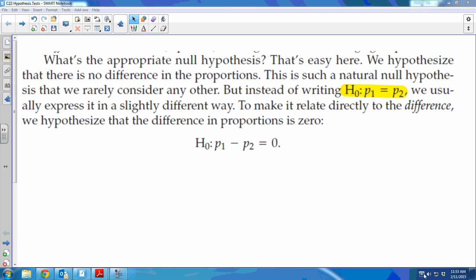Then we have to have an alternative. So the alternative is the exact same thing as we had before. We already have greater than, less than, or not equal to 0. So do you think the difference is greater than 0? Do you think the difference is less than 0? Do you think it's not equal to 0? Okay? Same general idea. Everyone go with that. That's always going to be your null hypothesis every single time. Good? Okay?